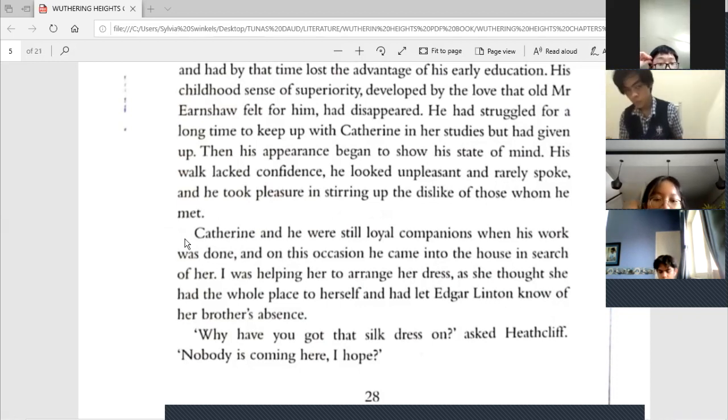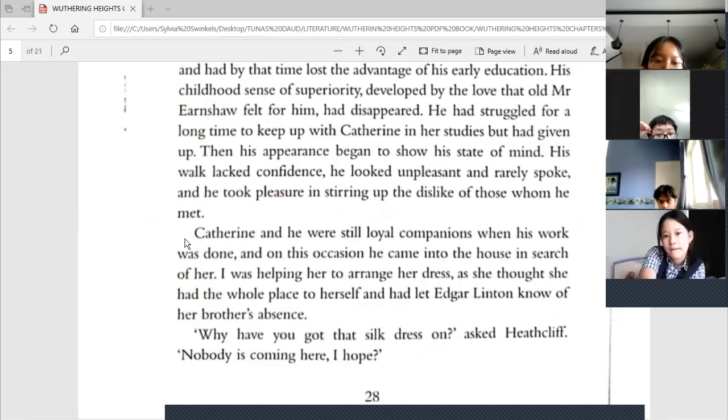Catherine and he were still loyal companions when his work was done, and on this occasion he came into the house in search of her. I was helping her to arrange her dress, as she thought she had the whole place to herself and had let Edgar Linton know of her brother's absence.